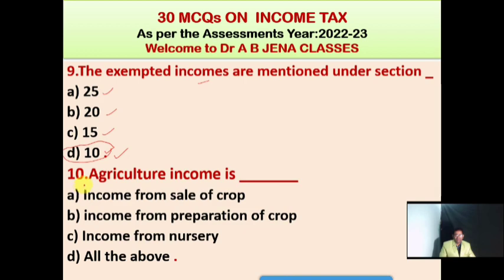Next MCQ, agriculture income is: A, income from sale of crop; B, income from preparation of crop; C, income from nursery; D, all the above. So the right option is D. Agriculture income is income from sale of a crop, income from preparation of a crop, as well as income from nursery. So the right option is D, all the above.